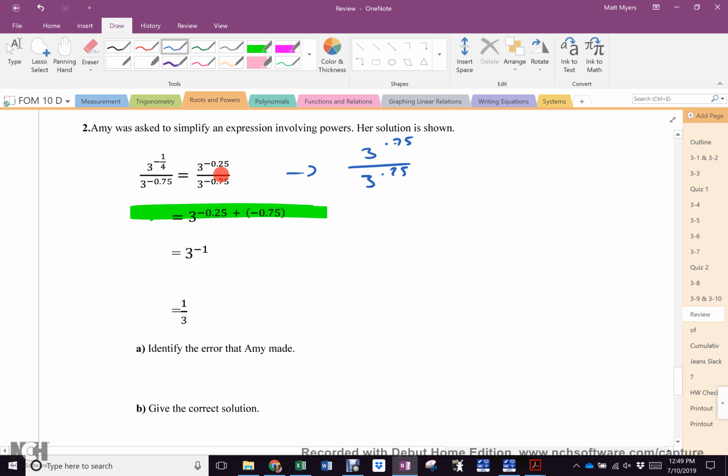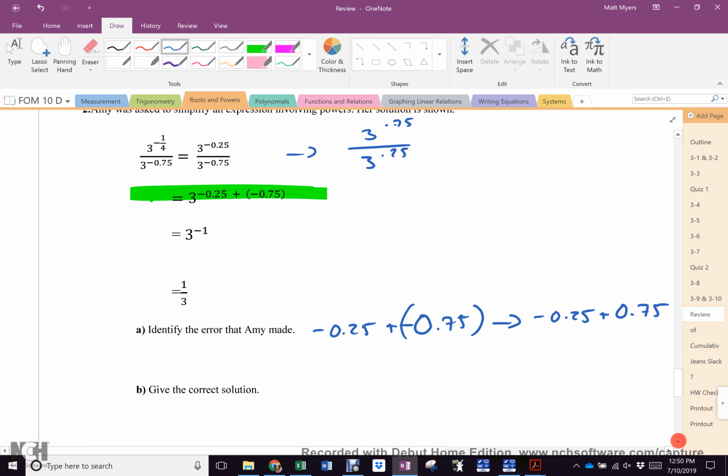What exponent law should she apply here? She should be subtracting. What is she doing? Adding. Now where she screwed up is she did minus minus. So she thought, oh yeah, I'm just going to add. But she added a negative number. So there's her mistake. The error she made is negative 0.25 plus negative 0.75, which should really be negative 0.25 plus 0.75, because minus minus makes a plus, right?